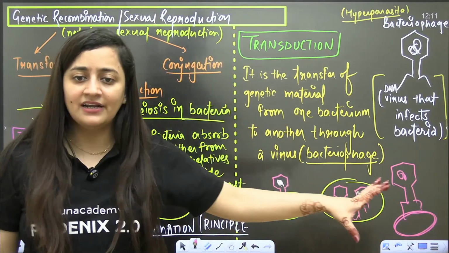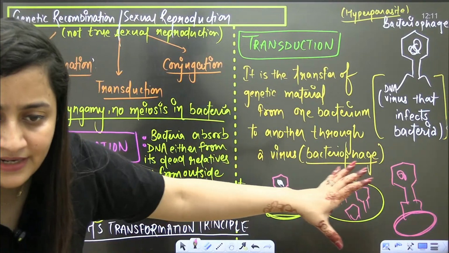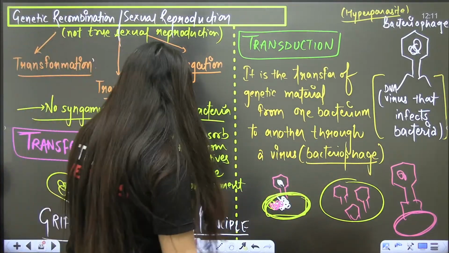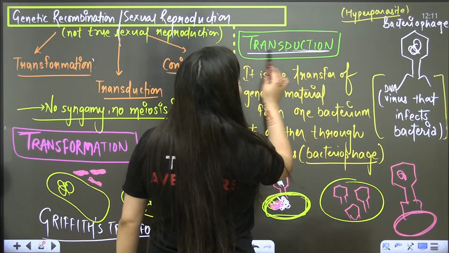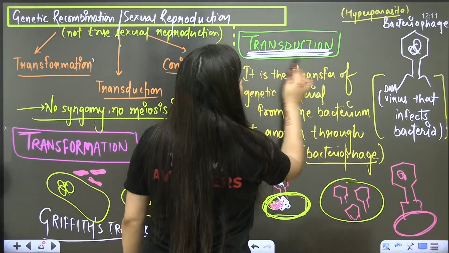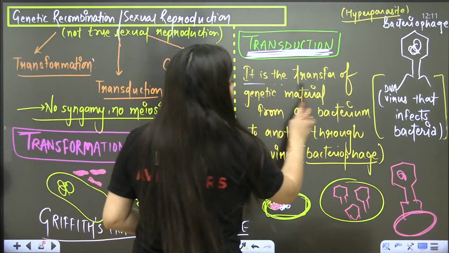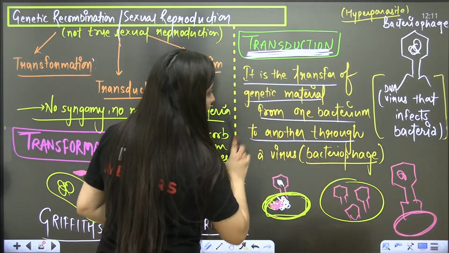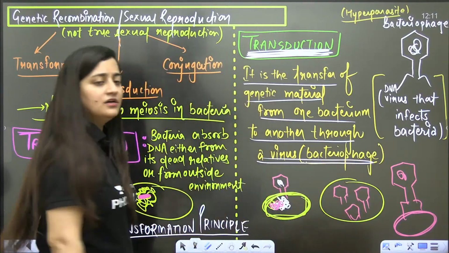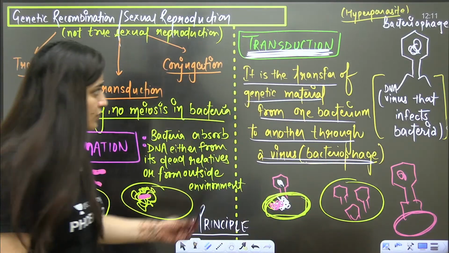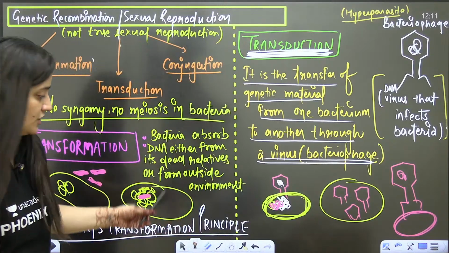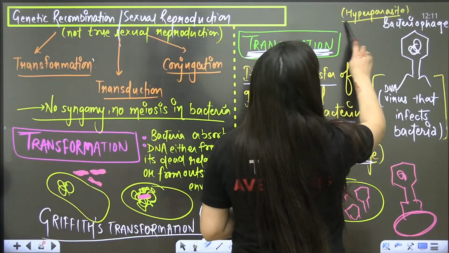Are you able to understand it, guys? Tell me quickly. This is what transduction is. It is the transfer of genetic material from one bacterium to another through the virus. This is transduction.